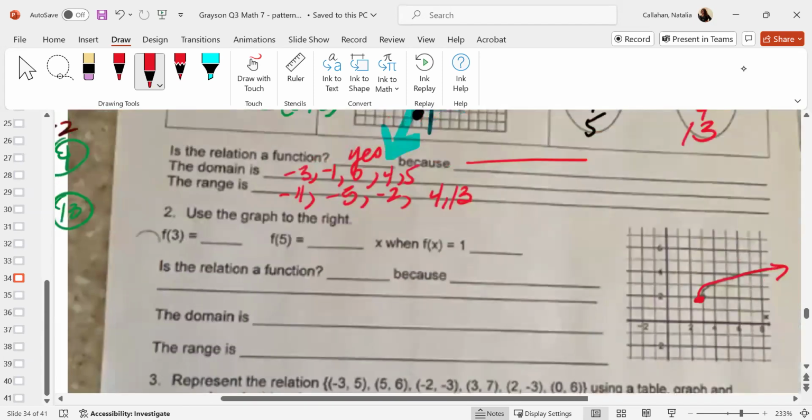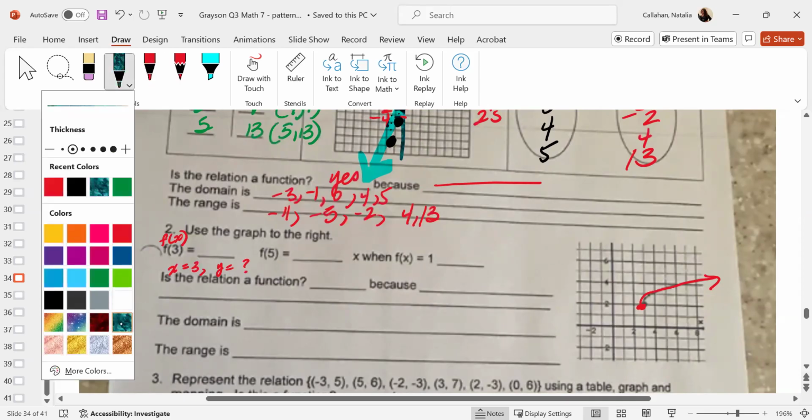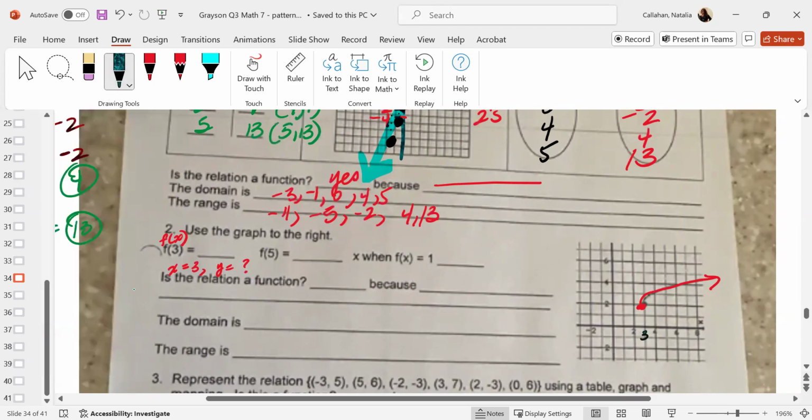First one says f of 3. What this means is you're thinking about f of x. What is the x value here? 3. So when on the graph, when x is 3, what is the y value? Where is x equals 3? Point it on your paper. This is where x is 3. Do you see that? So where is the y value for this graph when x is at 3?